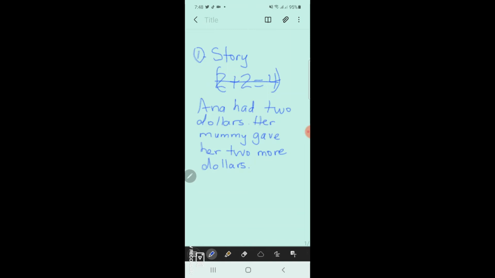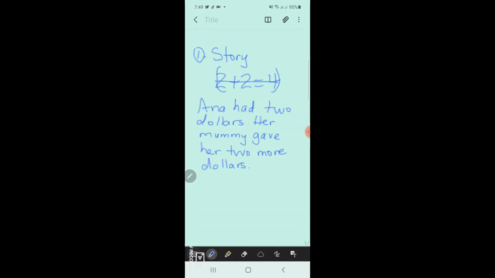right? So I'm doing the same 2 plus 2, the symbolic, but what I'm doing is I'm starting with a story. So usually with children, they identify with stories. So that's why we're using the story elements in order to do our addition, right? So here's the story. Anna had $2. Her mommy gave her $2 more, right? Good.